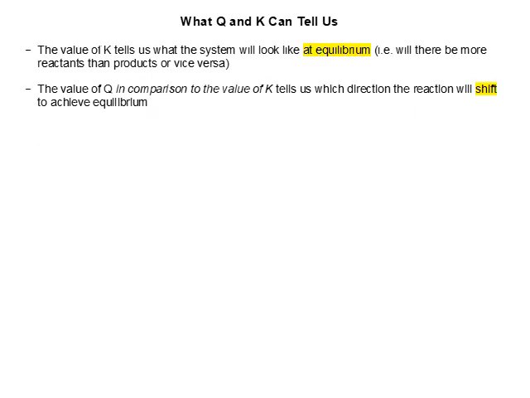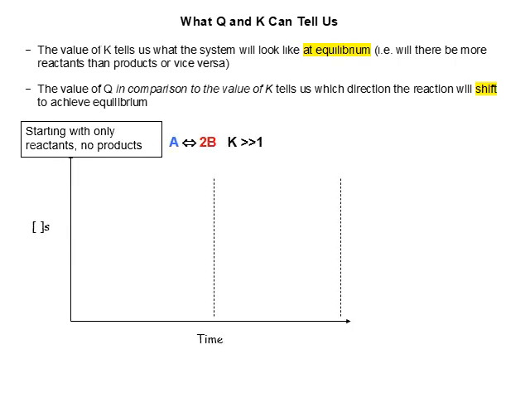So what do the values of Q and K tell us? The value of K tells us what the system will look like when the system is at equilibrium. In other words, will there be more reactants or more products at equilibrium? The value of Q is really only important in comparison to the value of K. The value of Q will tell us in which direction the reaction must shift in order to reach equilibrium.